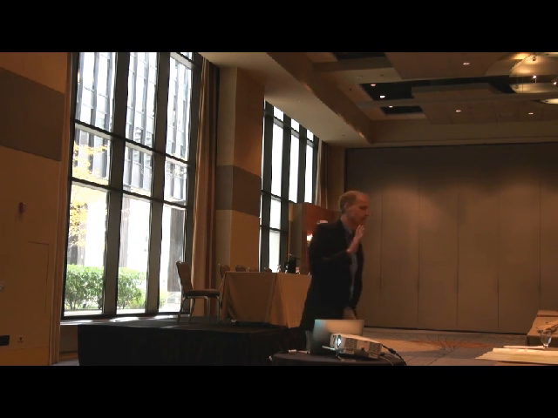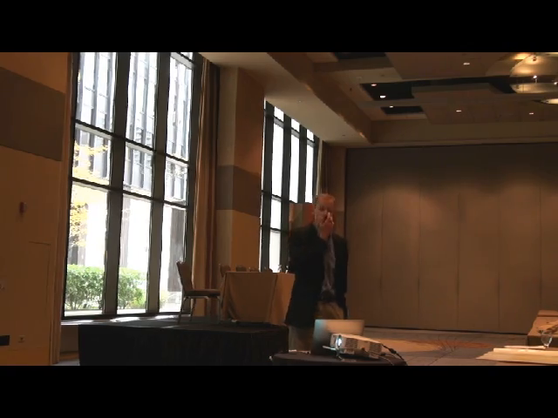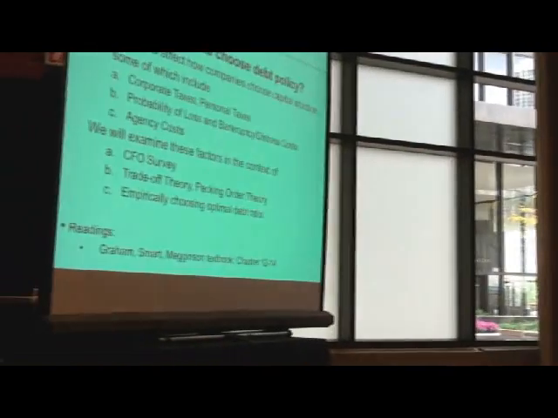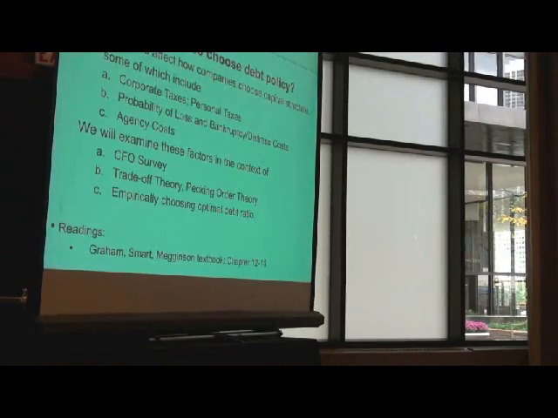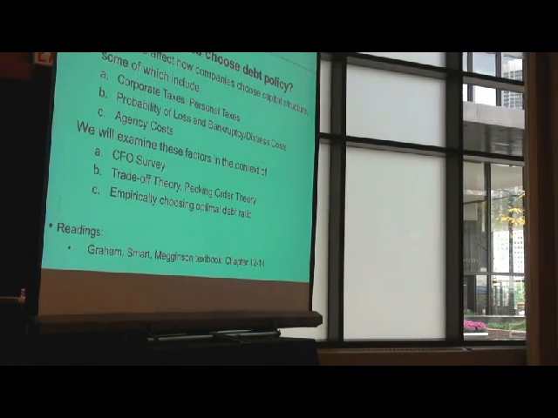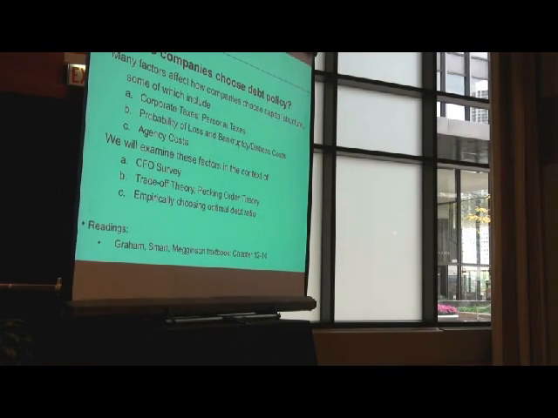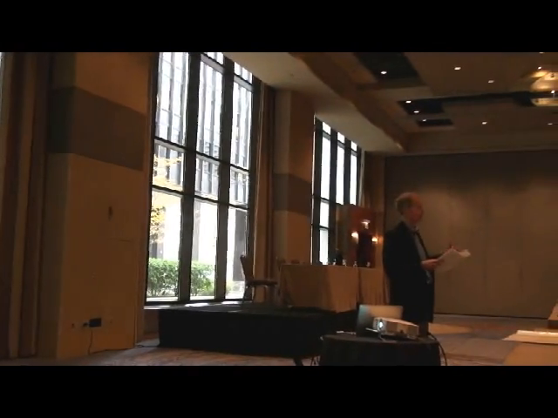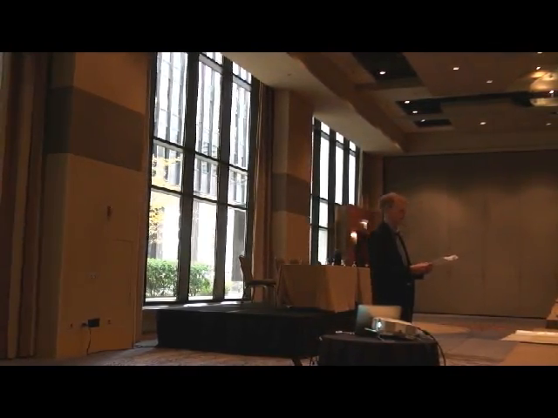So, here we'll be talking to the students about how companies choose optimal capital structure, and I'm going to talk to them first about corporate taxes, personal taxes, cost of debt, agency costs, and bankruptcy costs, and do this all in the context of a trade-off theory, pecking order theory, as well as CFO survey evidence. I'm going to try to interweave all those things.